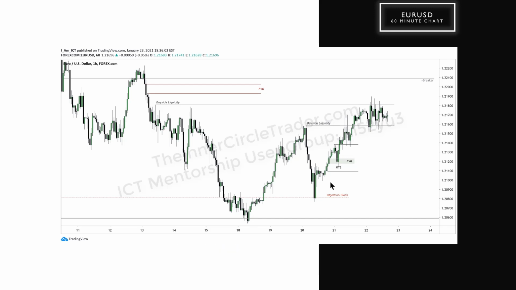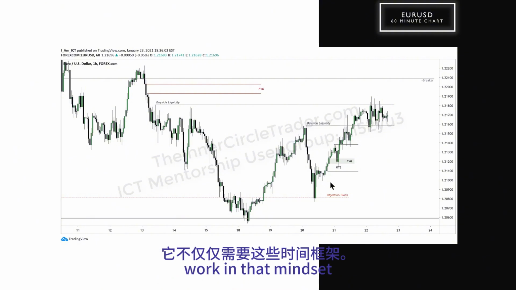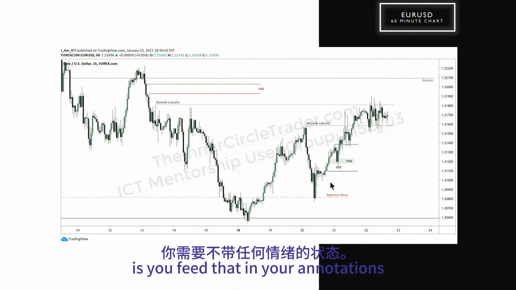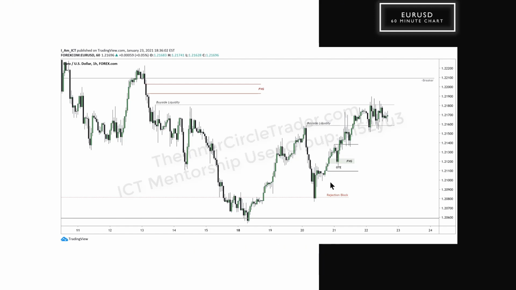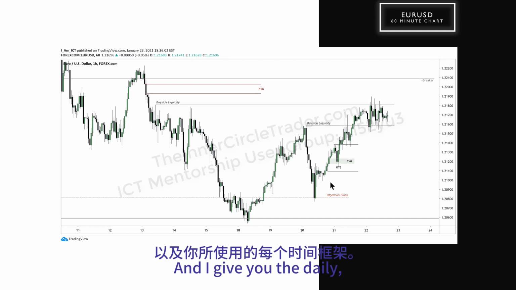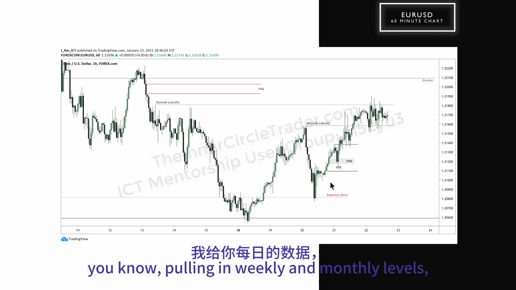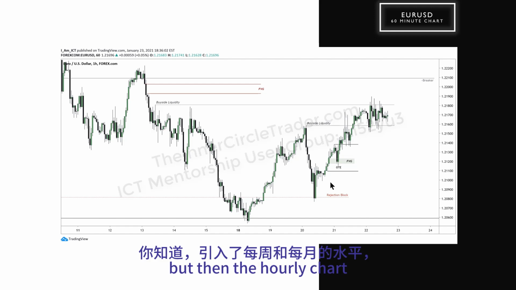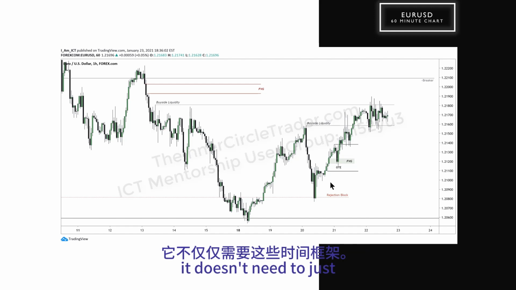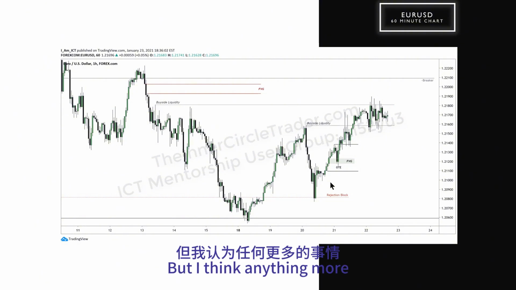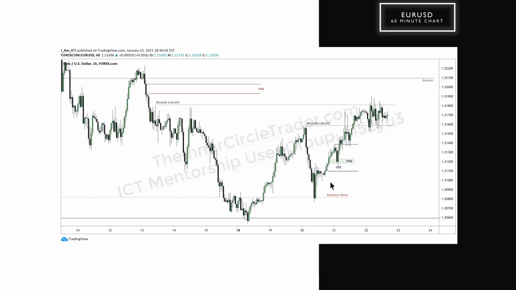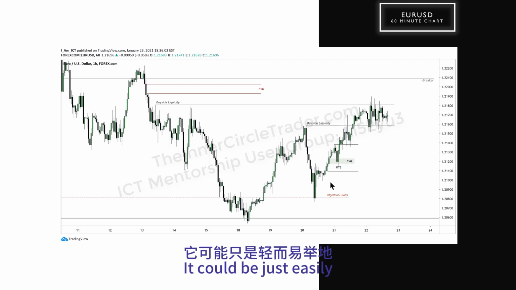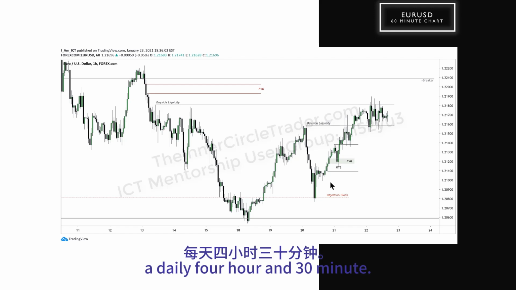You've got to go into your analysis without any emotion. And the way you continuously work in that mindset is you feed that in your annotations and in your logging of your charts every single day, every time frame that you work within. And I give you the daily, pulling in weekly and monthly levels, but then the hourly chart and a 15-minute time frame. It doesn't need to be just those time frames, but I think anything more just compounds the amount of work and you won't do it. Clearly, you can see the daily, hourly, and 15 works, but it's not limited to that. It could be just as easily a daily, 4-hour and 30-minute.